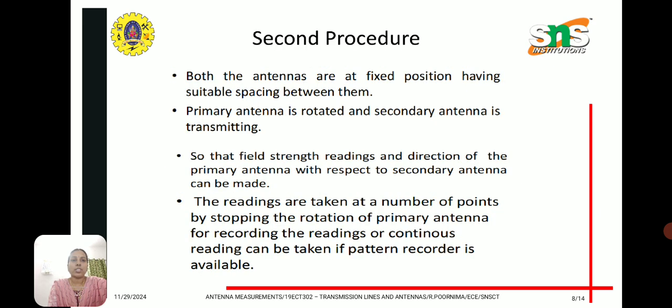In the second procedure, both antennas are at fixed positions with suitable spacing between them. The primary antenna is rotated and the secondary antenna is transmitting, so that field strength readings and the direction of the primary antenna with respect to the secondary antenna can be made. The readings are taken at a number of points by stopping the rotation of the primary antenna for recording, or continuous readings can be taken if a pattern recorder is available.